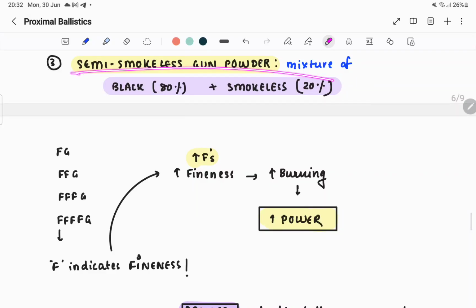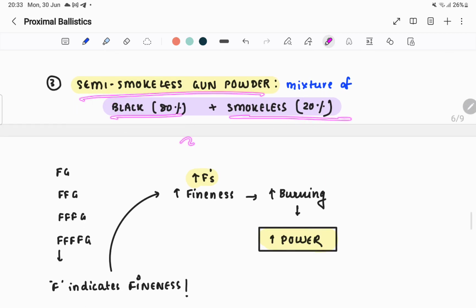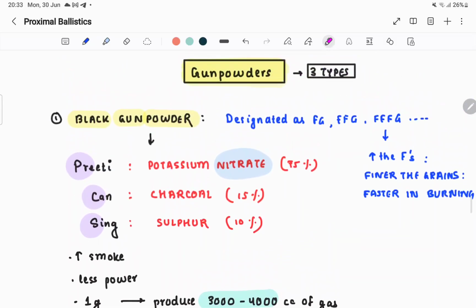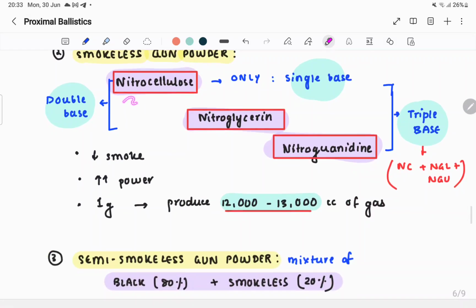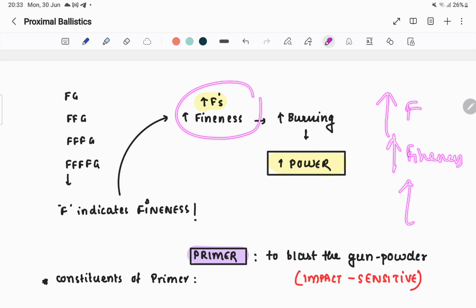Then semi-smokeless gunpowder, the most recent gunpowder. It is a mixture of black plus smokeless: black is 80% and smokeless is 20% in composition. Black gunpowder, remember by 'Preeti can sing': PCS, potassium nitrate, charcoal, sulfur. Smokeless gunpowder: nitrocellulose, nitroglycerin, nitroguanidine. FFFF, you know all the formulas of F. Increase F, increase fineness, increase burning, increase power.